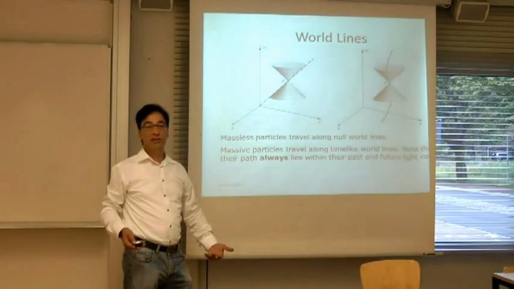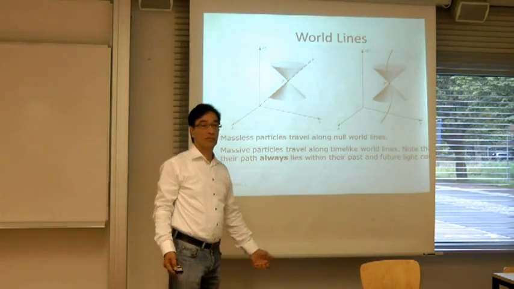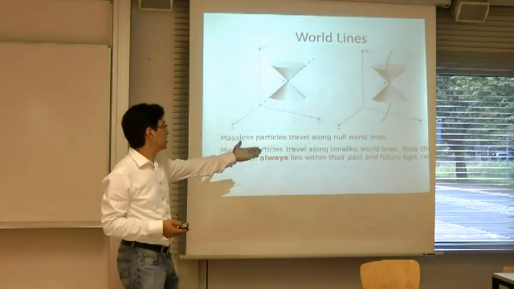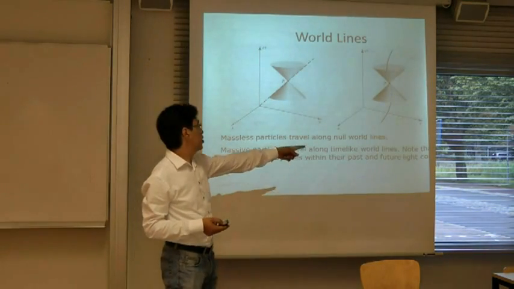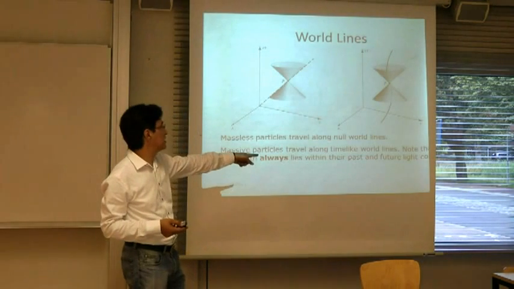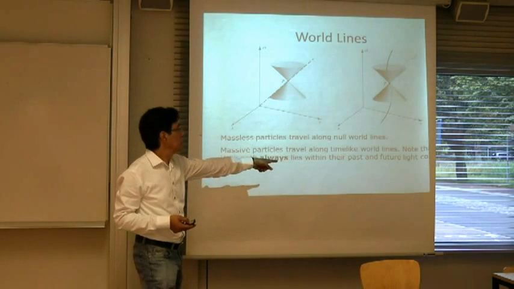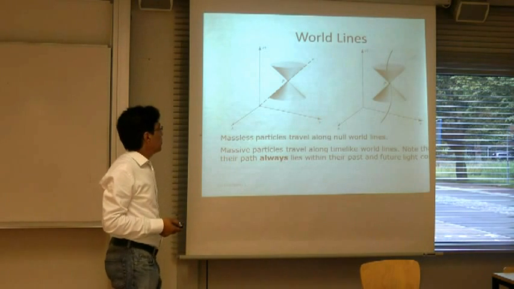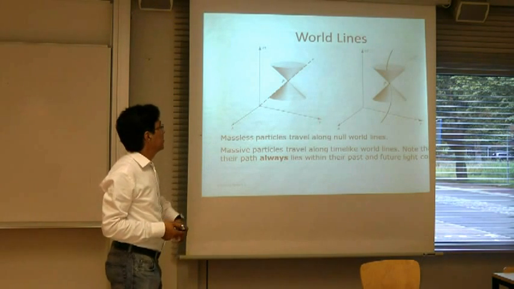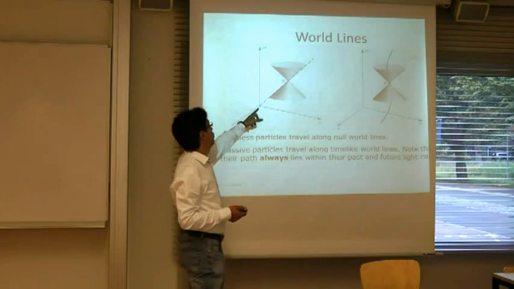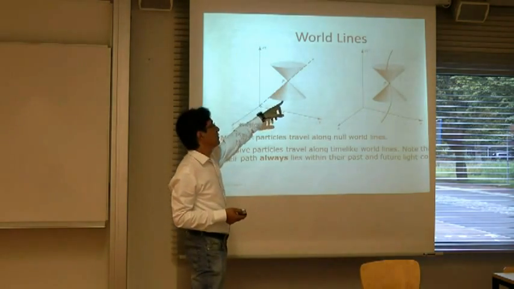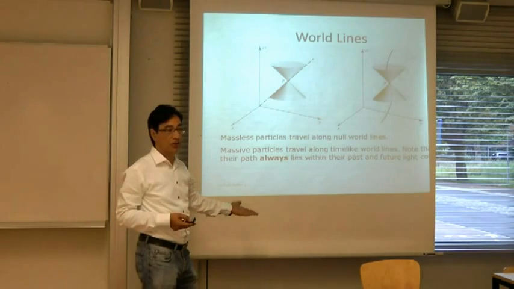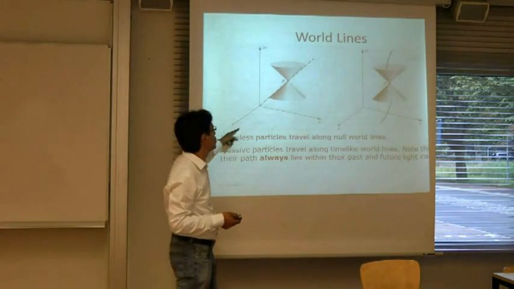Who are massive particles? One example. You are massive. Massive particles travel along time-like world lines. Note that their path always lies within their past and future light cones. We go back to massless particles again. But what is the angle of this? What do you think? 45. That's it, 45 degrees for the light, and this is also the world line.